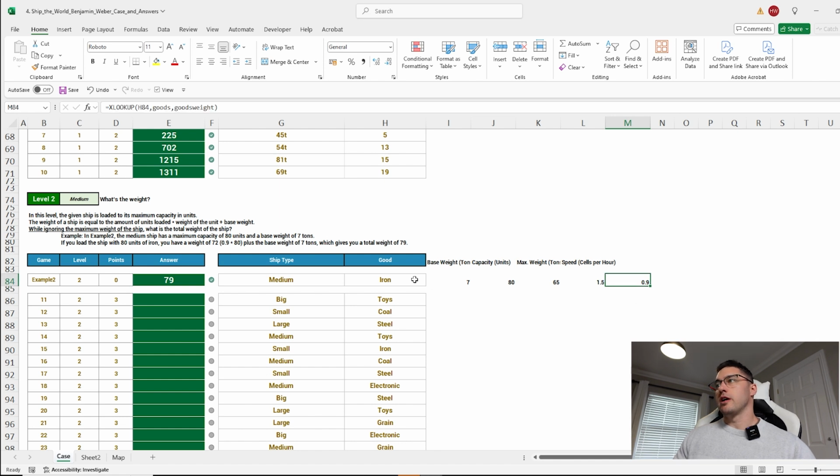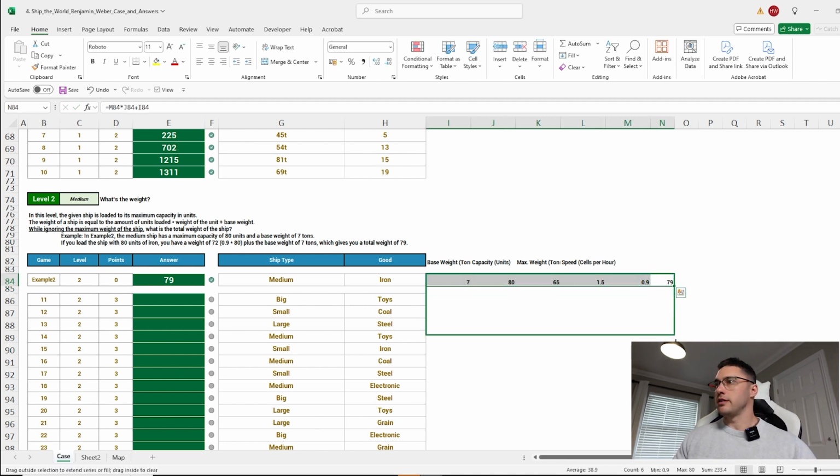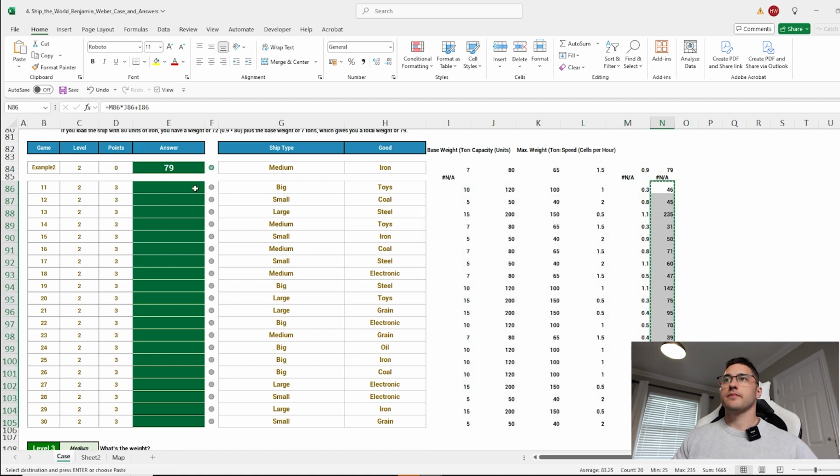There we go, so the weight of iron is 0.9, so we want to do the weight multiplied by the capacity plus the base weight of the ship. So that's our total value. Let's drag that down, and this is our answers.